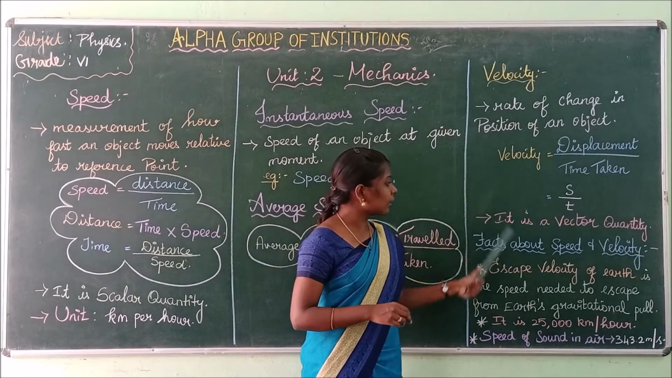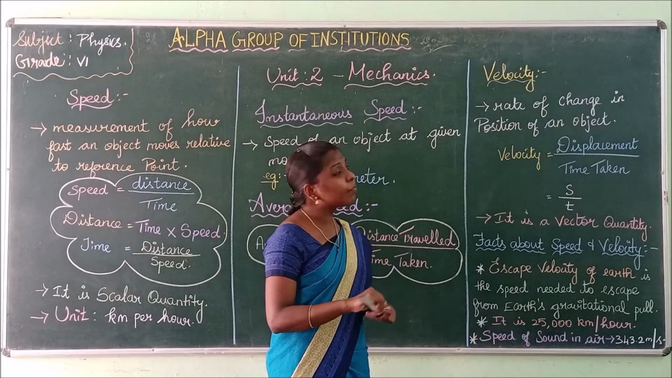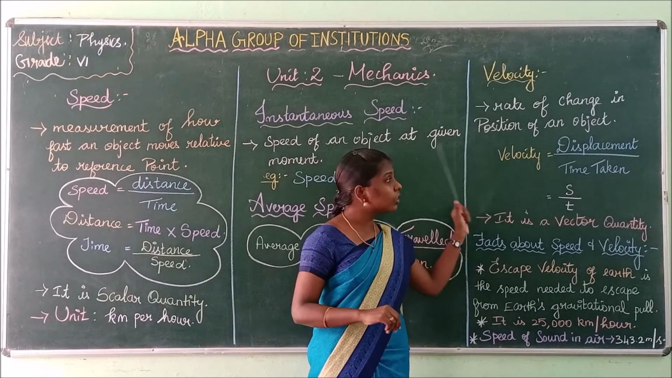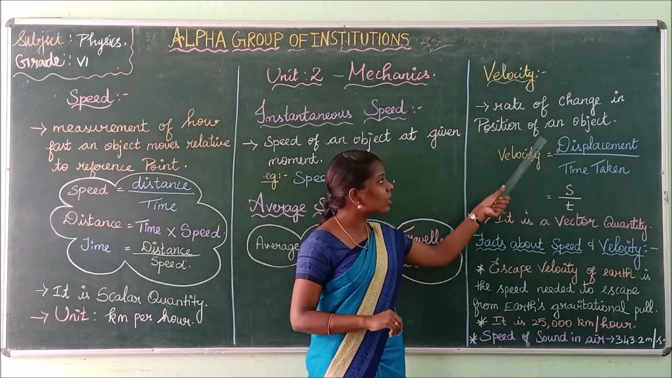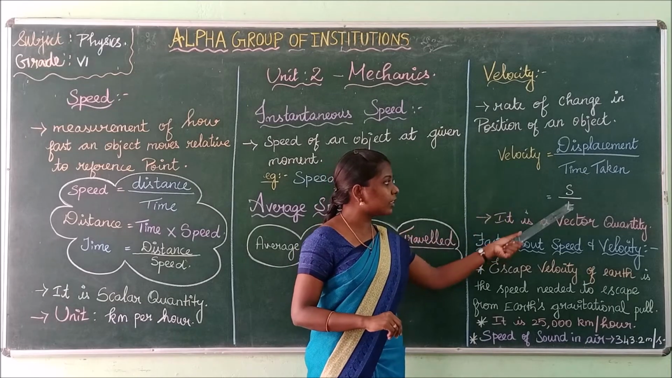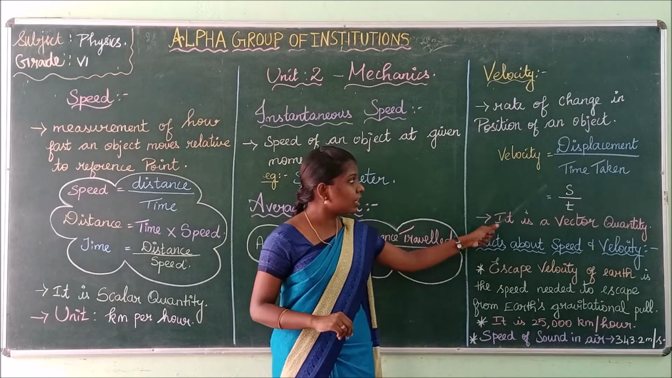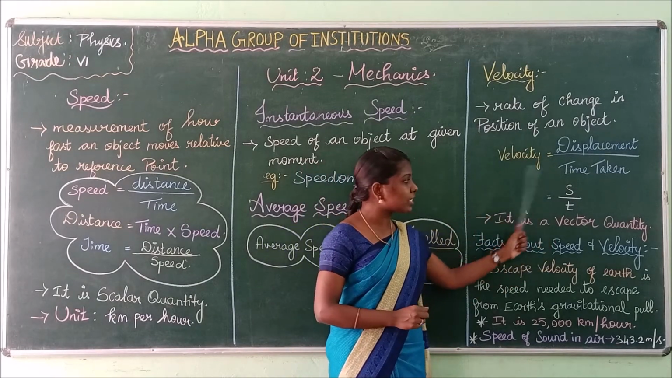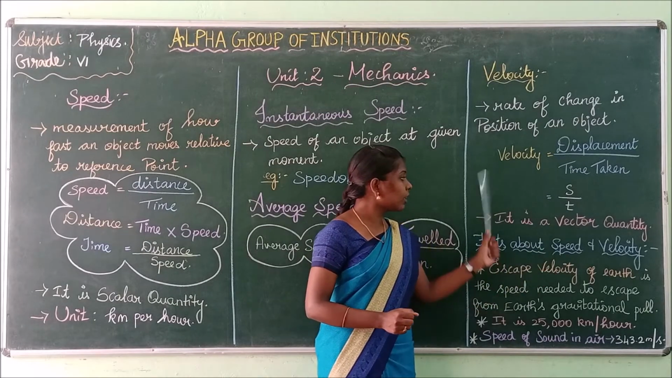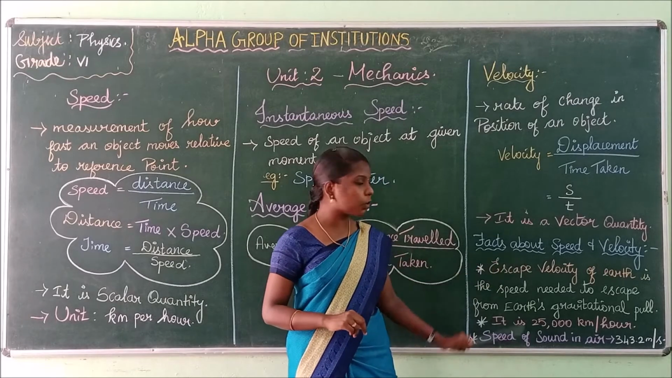Is it clear? These are all the points about velocity. What is velocity? Velocity is the rate of change in position of an object. The formula to calculate velocity is displacement by time taken. Displacement is represented by the symbol S. The symbol for time taken is T. So velocity is equal to S by T. Velocity is a vector quantity. Is this clear to you? Yes. We shall move on to the next topic.